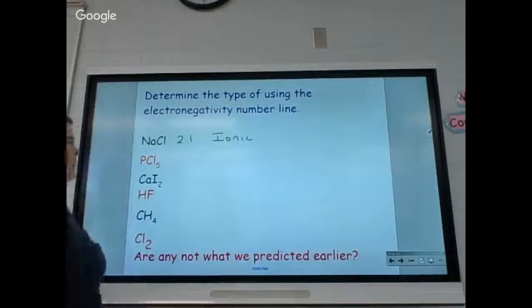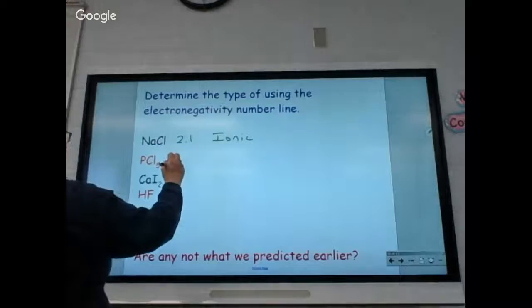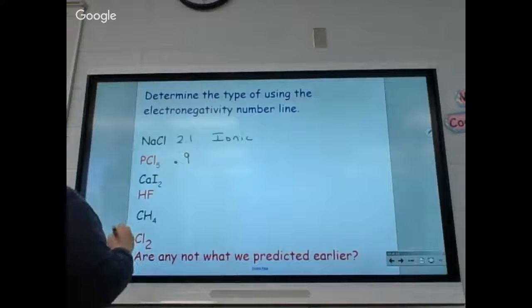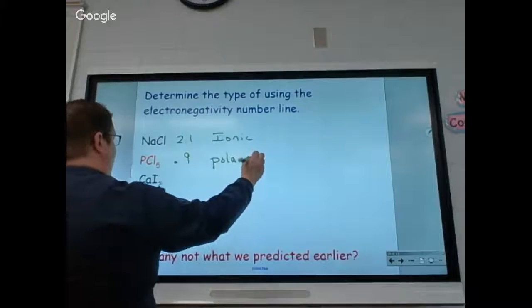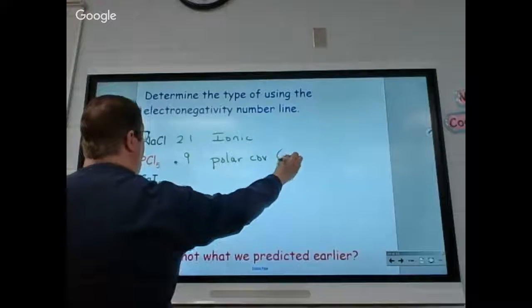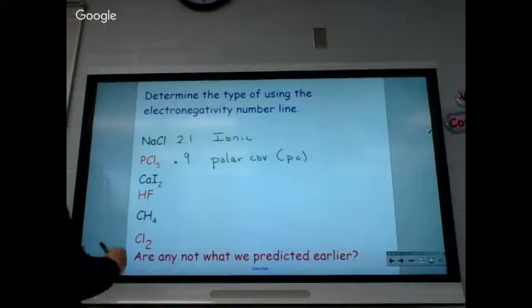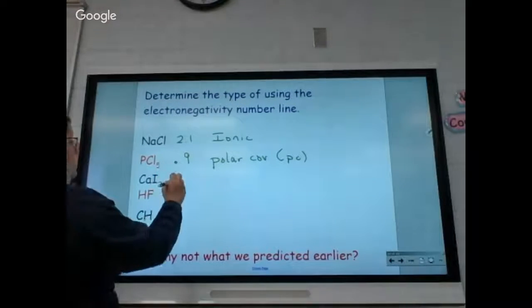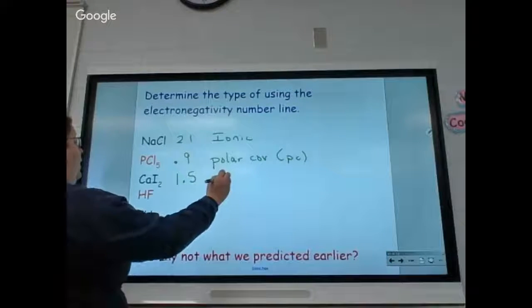All right, PCl5. Non-polar point 0.9. And so it's what? Polar covalent. Now, you can abbreviate that PC if you want. Can you just write polar? No. All right. CaI2, 1.5. So it would be what? Polar covalent.